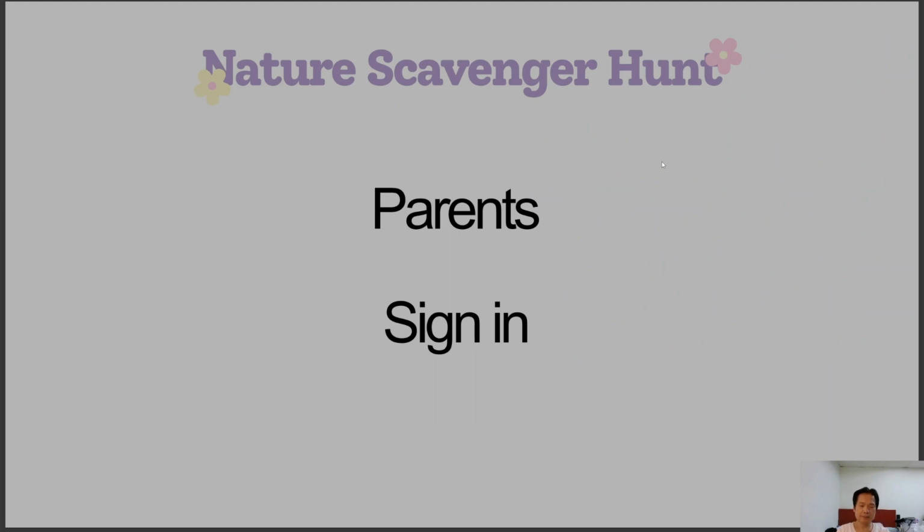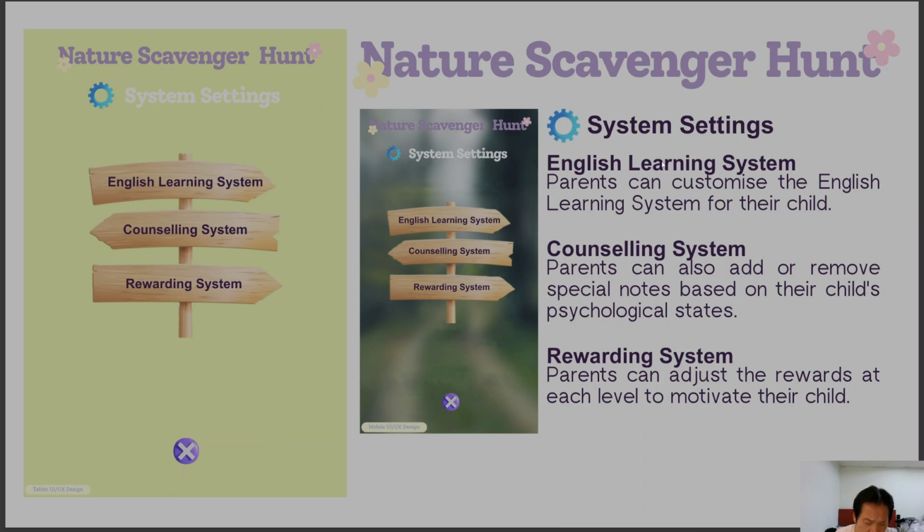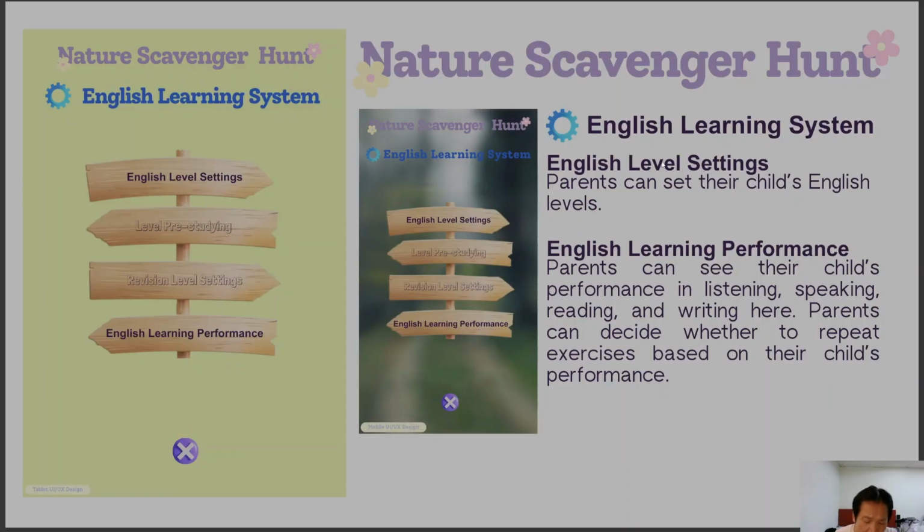Parents sign in. Parents can set the system setting for their child after signing in. Parents can customize the English learning system, counseling system, and rewarding system for their child. So parents can do the following. The English learning system, which includes English level settings and English learning performance.